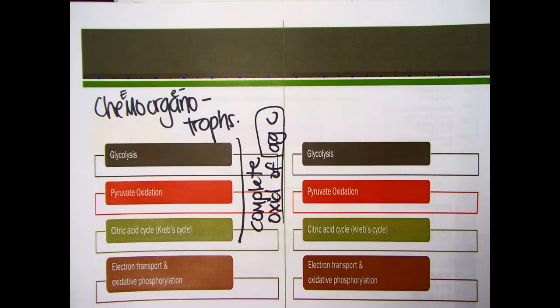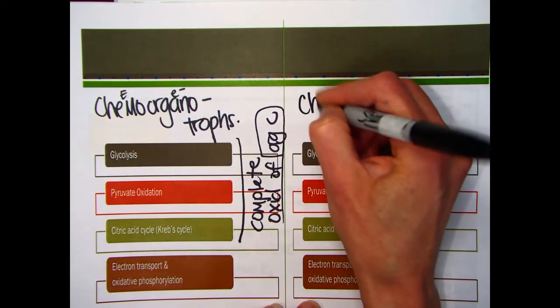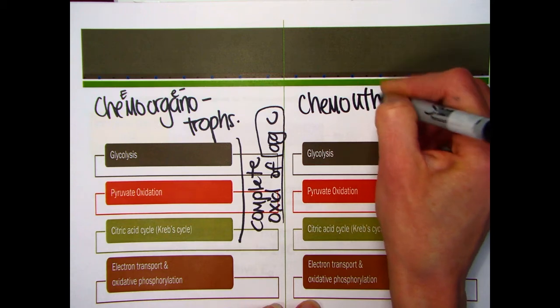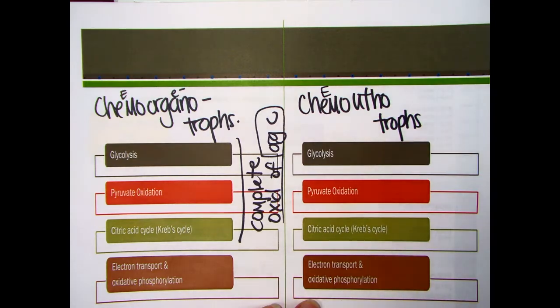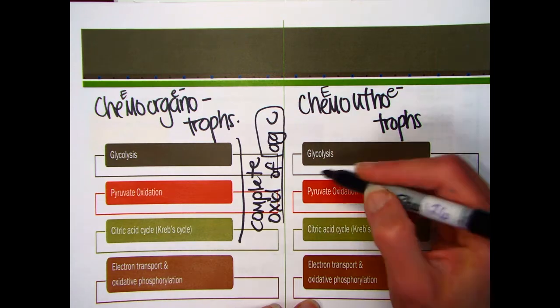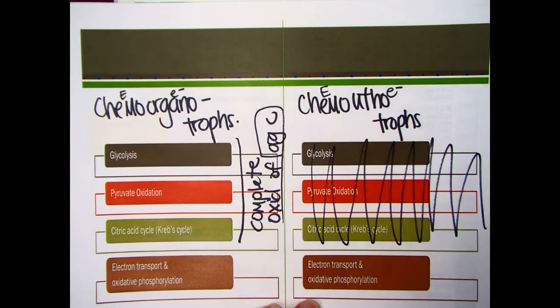Okay, so in this video, we are going to learn more about chemolithotrophs. Chemolithotrophs also get their energy from chemicals, big E for energy, but they get their electrons from inorganic compounds. Litho means rocks. So chemolithotrophs get their energy and electrons from inorganic compounds, and these first three steps do not happen in chemolithotrophs. We are going to go straight to electron transport and oxidative phosphorylation.